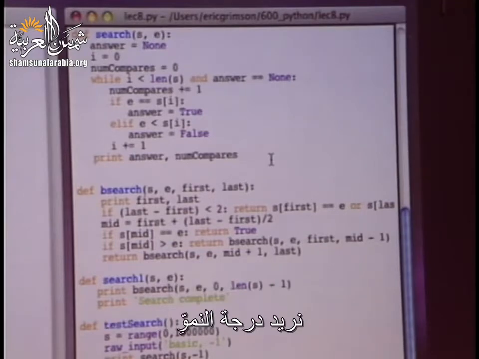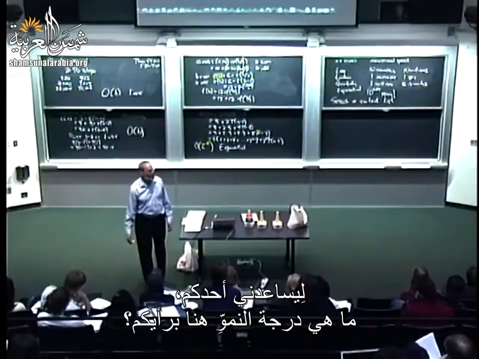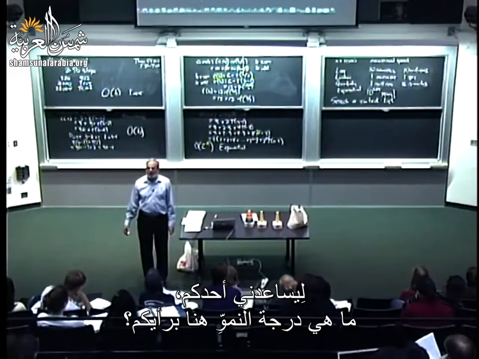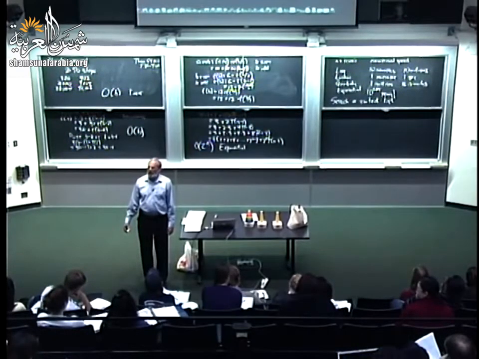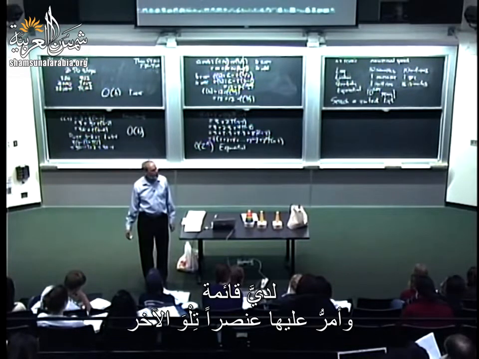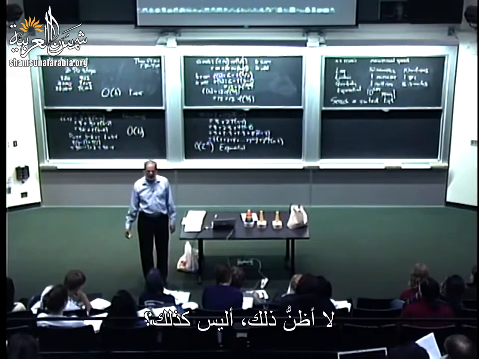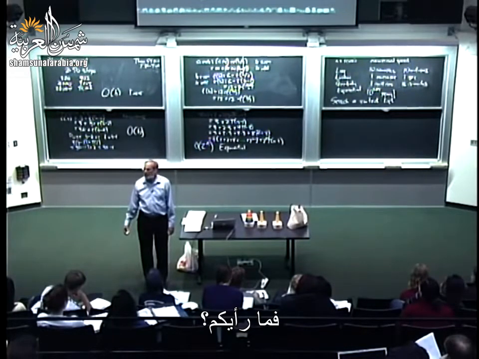All right. Order of growth here. What do you think? Even with these glasses on, I can see no hands up. Any suggestions? Somebody help me out. What do you think the order of growth is here? I got a list. I'm walking through it an element at a time. Do I look at each element of the list more than once? Don't think so, right? So what does this suggest?